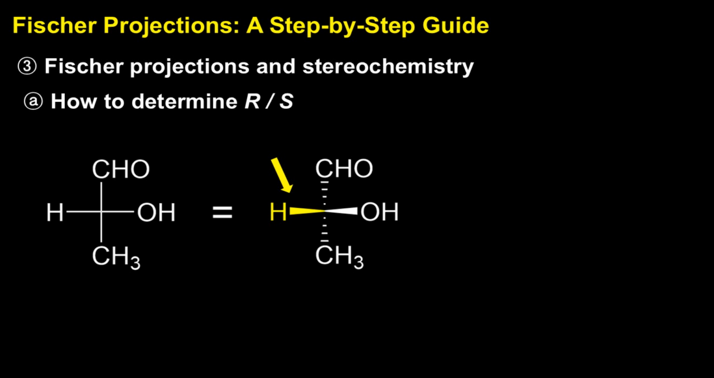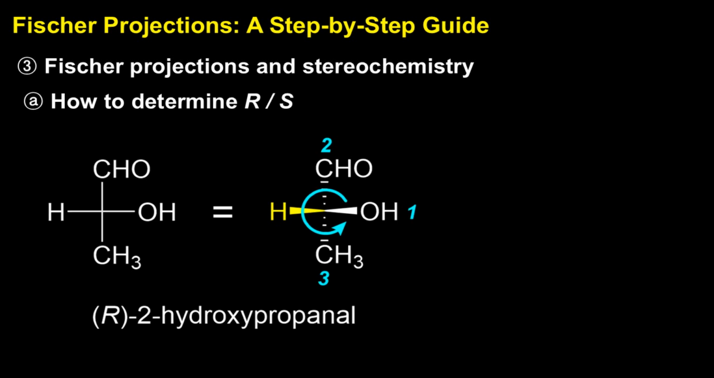But here's a shortcut. Assign priorities as usual without moving the hydrogen. If the path from 1 to 3 goes clockwise, it might look like R, but since hydrogen's in front, it's actually S. If it goes counterclockwise, it looks like S, but again, with hydrogen in front, it's really R. So just remember, if hydrogen's facing you, flip the result. It's a quick way to get the right answer without a lot of rotations. In this case, the sequence moves counterclockwise, so when you flip the result, you get the correct R configuration.